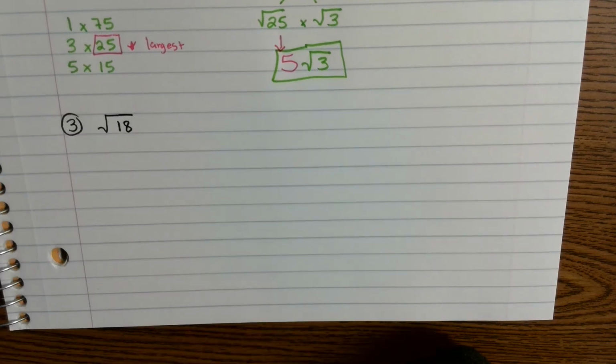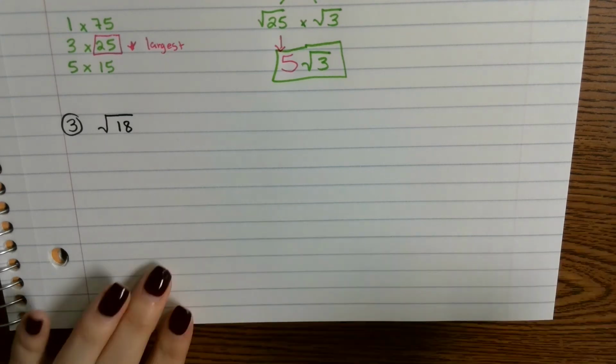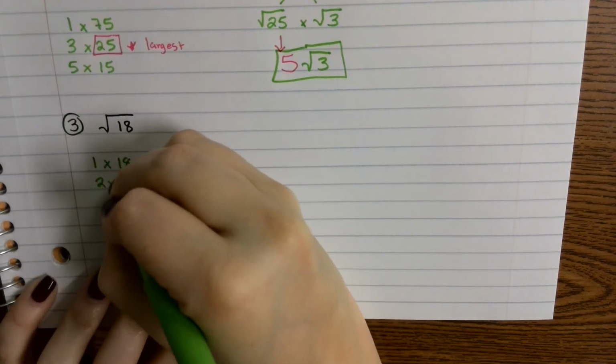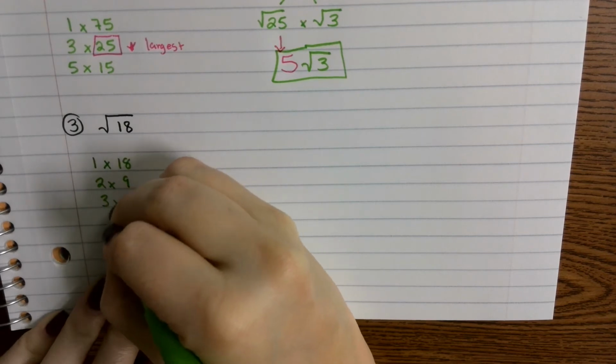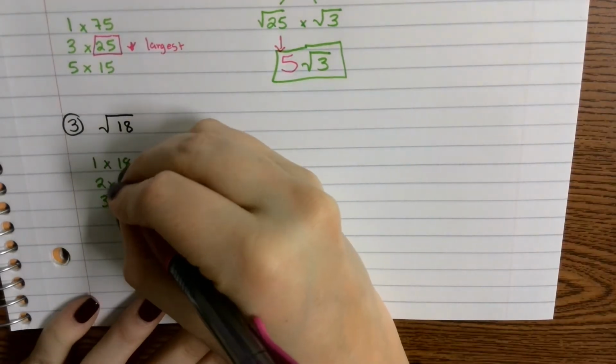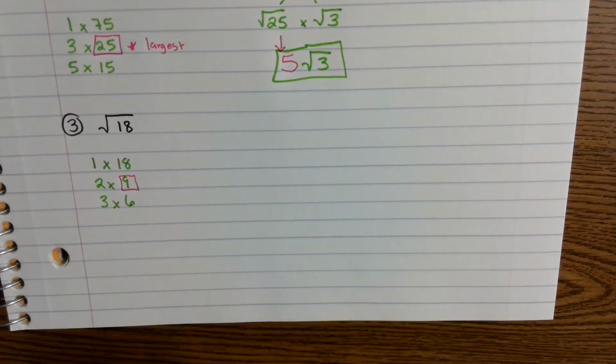All right, raise your hand. Tell me what you got. Brent? 3 square root of 2 is correct. When you look at the factors, they are going to be 1 times 18, 2 times 9, 3 times 6. 9 happens to be the largest perfect square, so that's the one that we're going to work with.